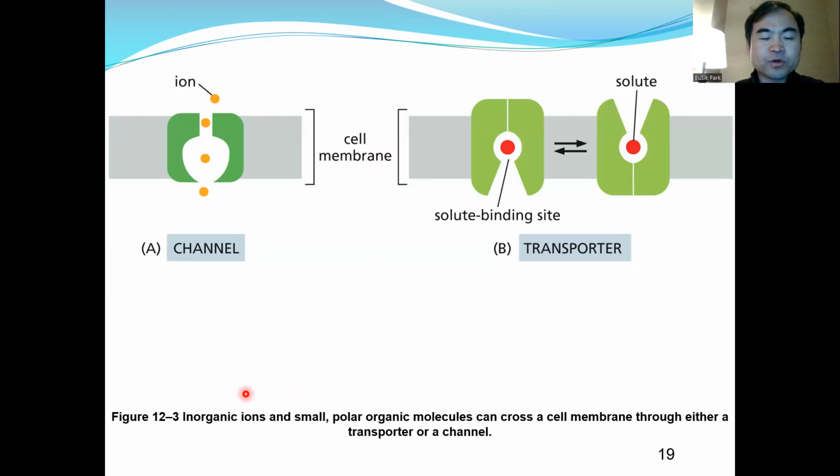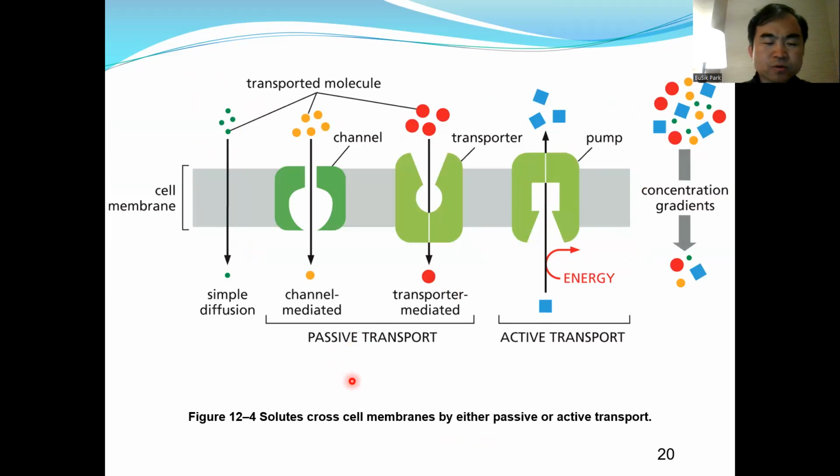And inorganic ions and small polar organic molecules can cross a cell membrane through either a transporter or a channel. The channel is where ions can move through the cell membrane. Another one is the transporter. It has a solute binding site, and it moves like this one. So another one is that solutes cross cell membranes by either passive or active transport.